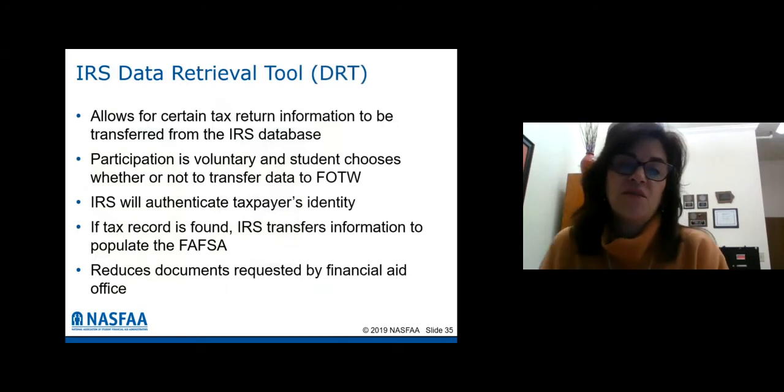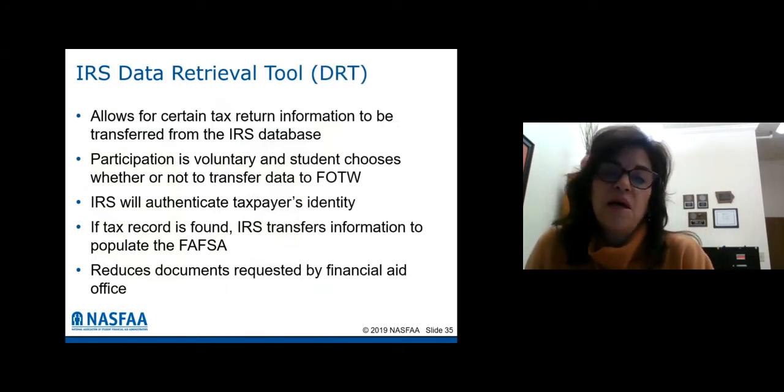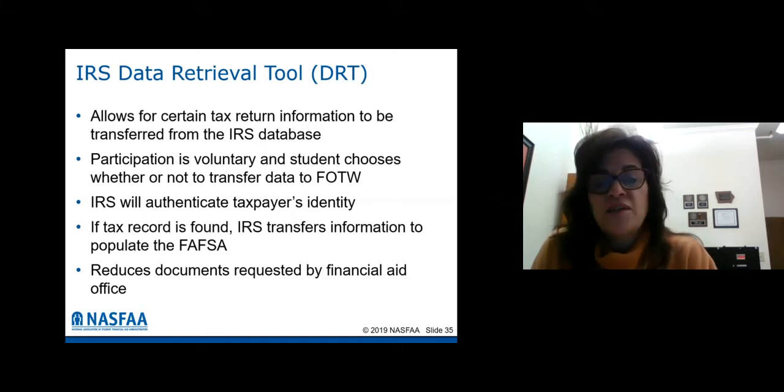And then back to that data retrieval tool a little bit. So I talked a little bit about this, but when you use the data retrieval tool, it will ask you if you want to transfer back your tax information, and it's going to transfer back a large majority of your financial questions, so you don't even have to go through them. And then it also notifies the Office of Financial Aid that, hey, this family used the data retrieval tool and they didn't change any of the answers, okay?